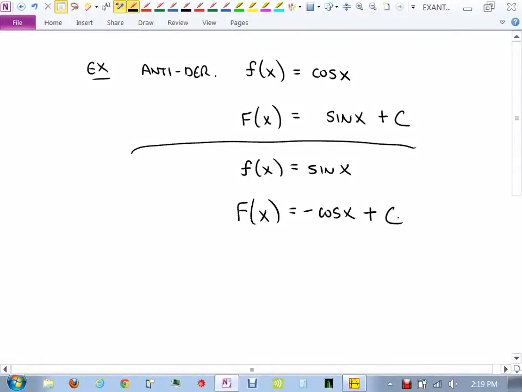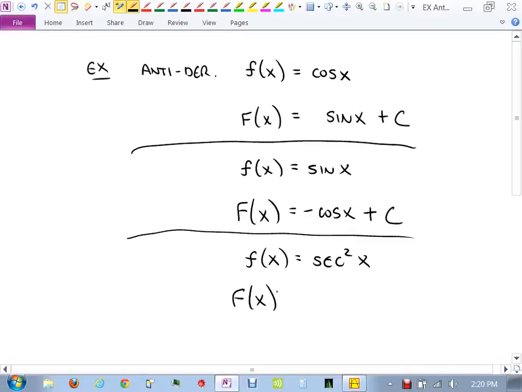Because try it. Take the derivative of cosine x, it's negative sine x. Then make it negative, that'll give you positive. What are some other ones you would know? Should know. What's the antiderivative of secant squared x? Yeah. Just tangent. Right? Because derivative of tangent of x is secant squared x.